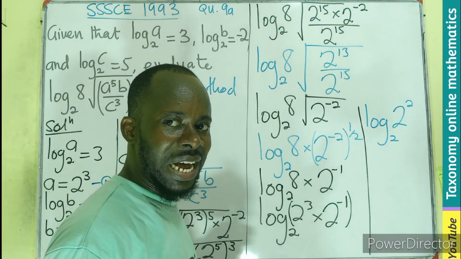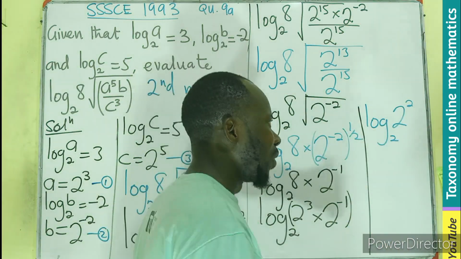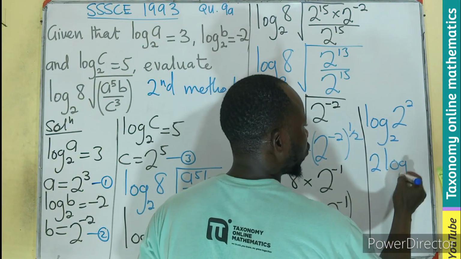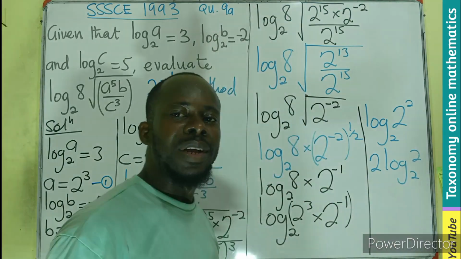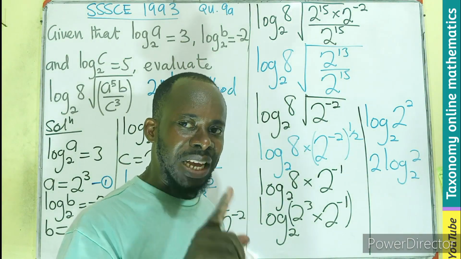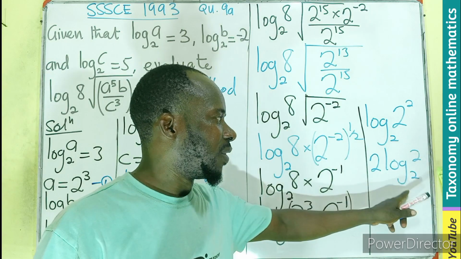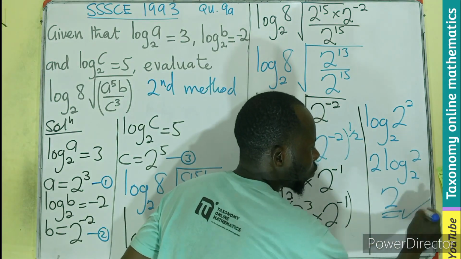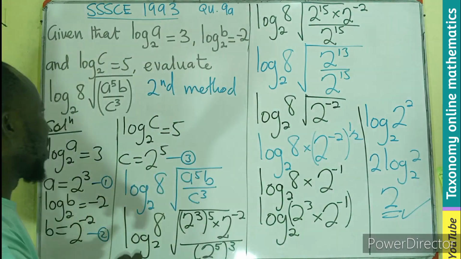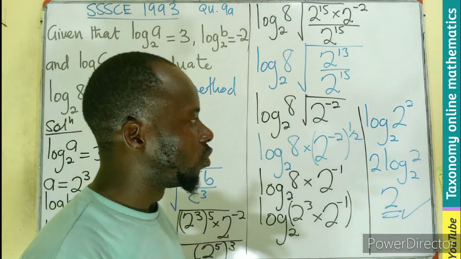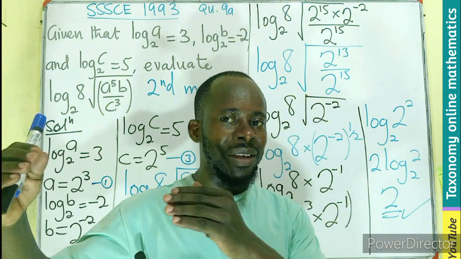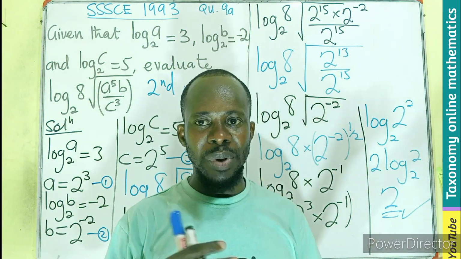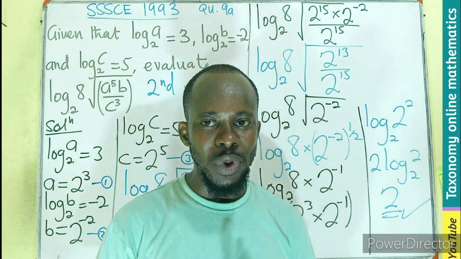Do you see that? Then we are seeing a power law, meaning this power is coming forward to multiply the log of 2 base 2. The logarithm of a number to the same base gives you 1. Therefore, this is going to be 1 times 2, which gives you 2. So the value of the evaluation is 2. Just like we did in the first method, we get the same answer. I guess you follow? Compare the two and see which one resonates well with you.